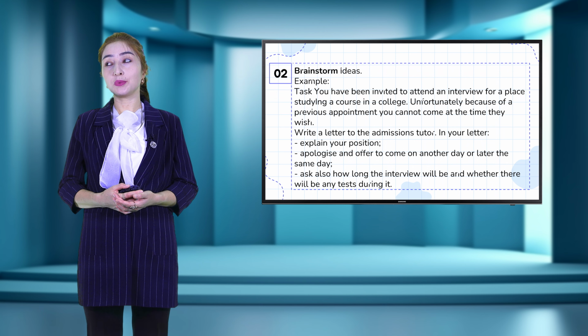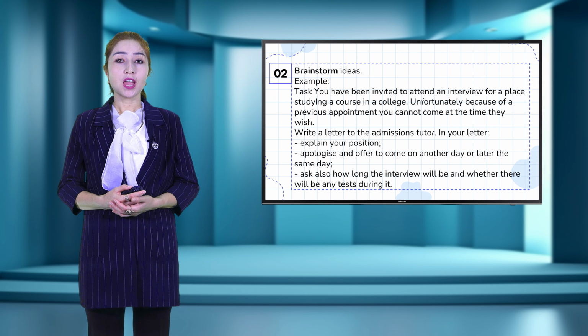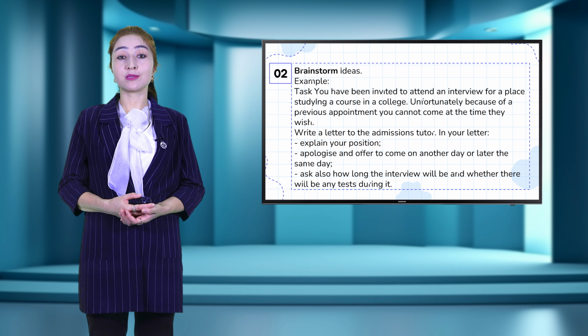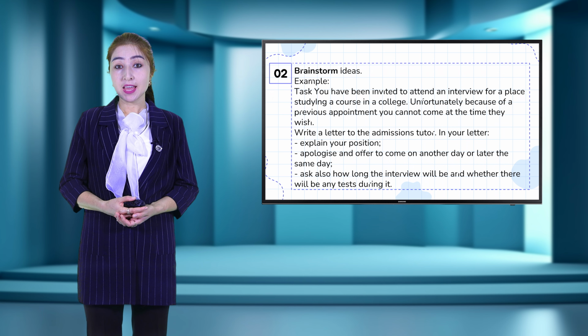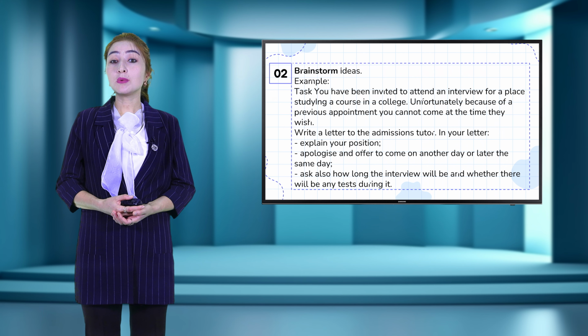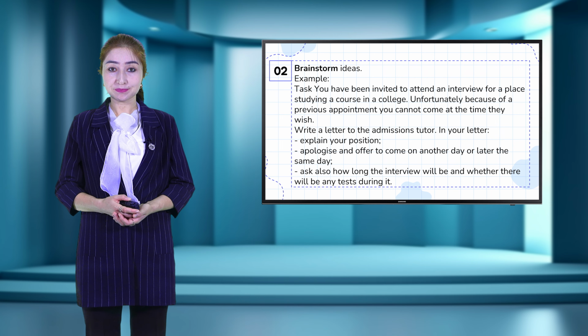Let's say within this task, I will explain it. You have been invited to attend an interview for a place studying a course in a college. Unfortunately, because of a previous appointment, you cannot come at the time they wish. So, in this case, write a letter to the admission tutor. In your letter, explain your position, apologize and offer to come on another day or later the same day. Also ask how long the interview will be and whether there will be any tests during it.